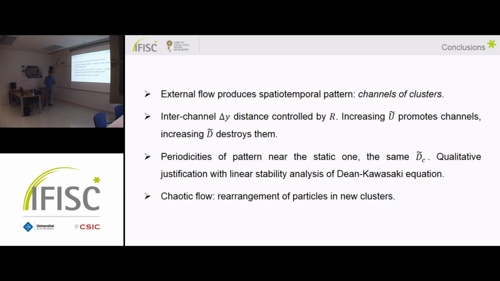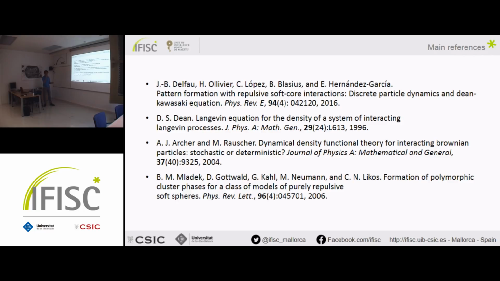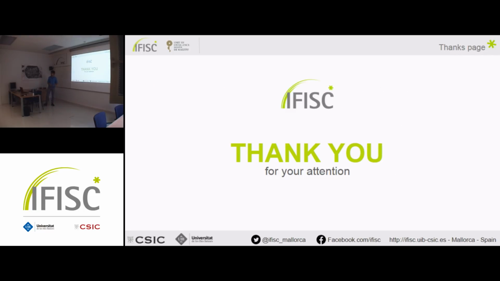We have explained qualitatively our results by performing a linear stability analysis of the Dean-Kawasaki equation with the inclusion of the advective term. And finally, we have made some brief notes about what happens when we apply a chaotic flow that allows this rearranging of particles into new clusters, that may be important for future research. Here are some of the main references that I have used, and thank you very much for your attention.